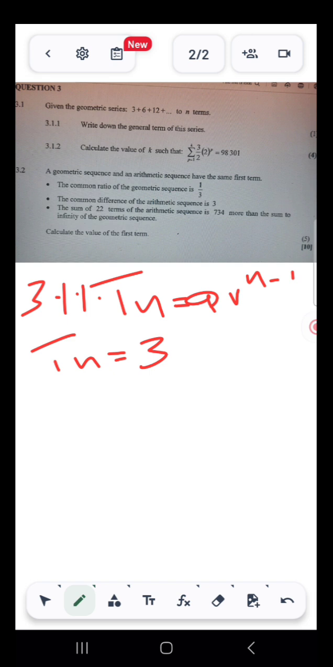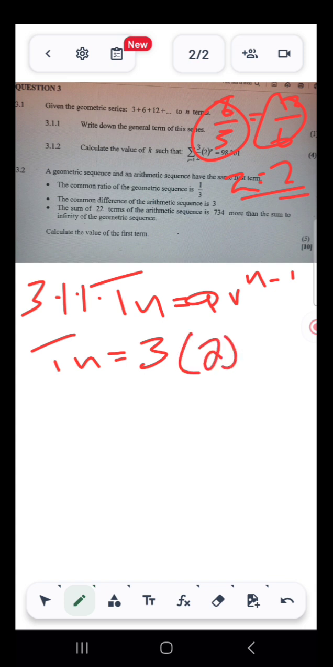How do we find the constant ratio? We say term 2, which is 6, divided by term 1, which is 3, should be equal to term 3, which is 12, divided by term 2, which is 6. So this side should be equal to this side. 6 divided by 3 is 2. 12 divided by 6 is 2. Our common ratio is 2. So we have 3 times 2 to the exponent of n minus 1. So we have found our general term.